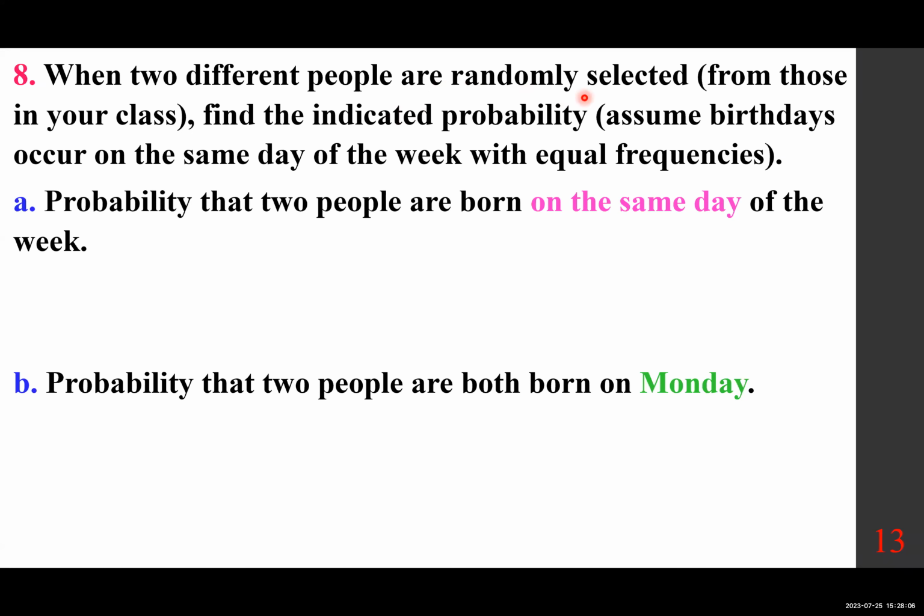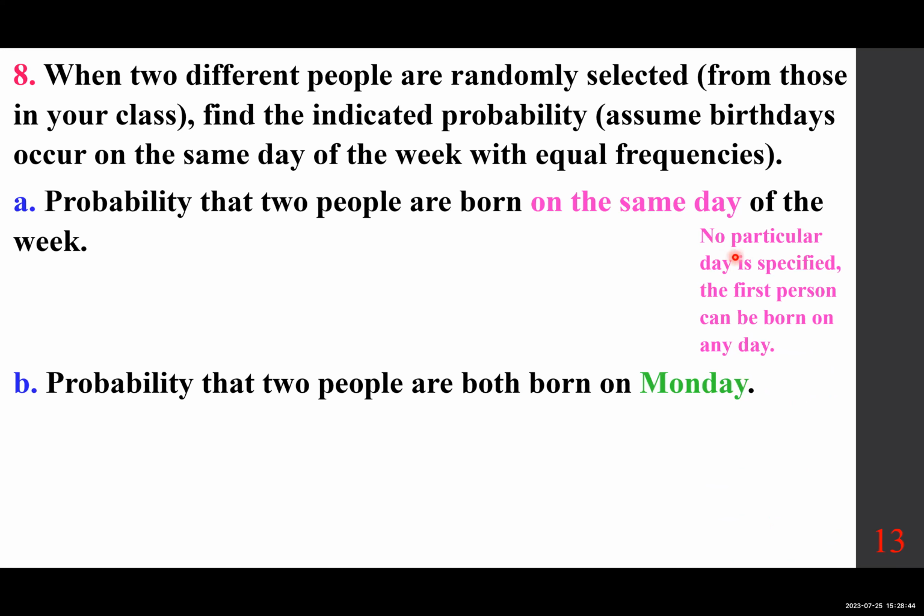When two different people are randomly selected from those in your class, find the indicated probability. Assume birthdays occur on the same day of the week with equal frequencies. Probability that two people are born on the same day of the week versus probability that two people are both born on a specific day. It doesn't have to be Monday. You can say Monday, Tuesday, Wednesday. It works the same way. But the key is understanding the same day is different than saying on a specific day of the week.